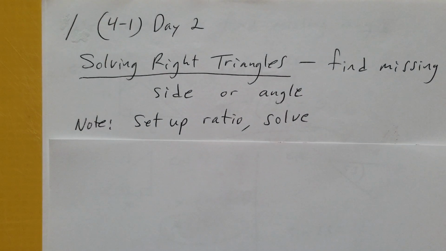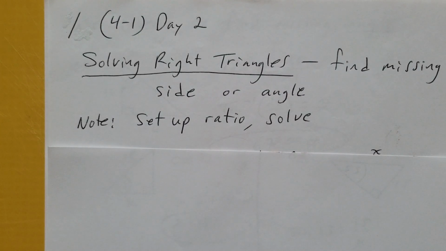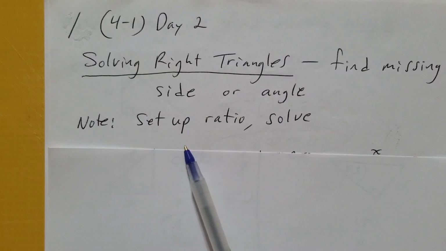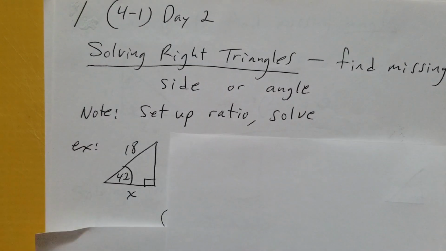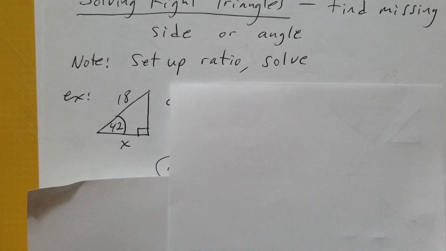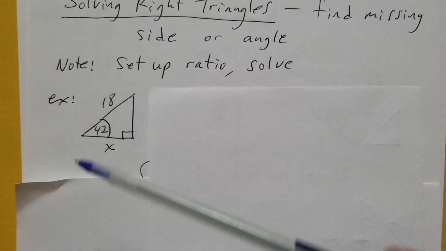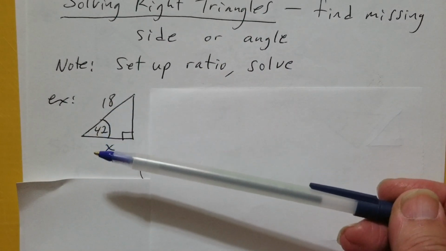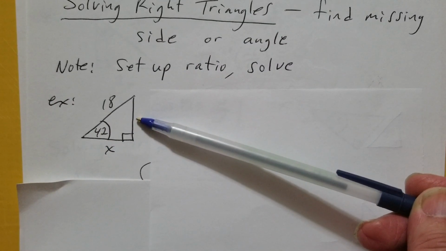So, first of all, the way it's done is you set up the ratio, the correct ratio. You have 3 to pick from, and then you solve it. It's that easy. Okay, here's an example. Now, I'm missing a side here, right? I have the angle, I have one side, and I'm looking for this side. What about this side? Well, I'm not looking for that side.